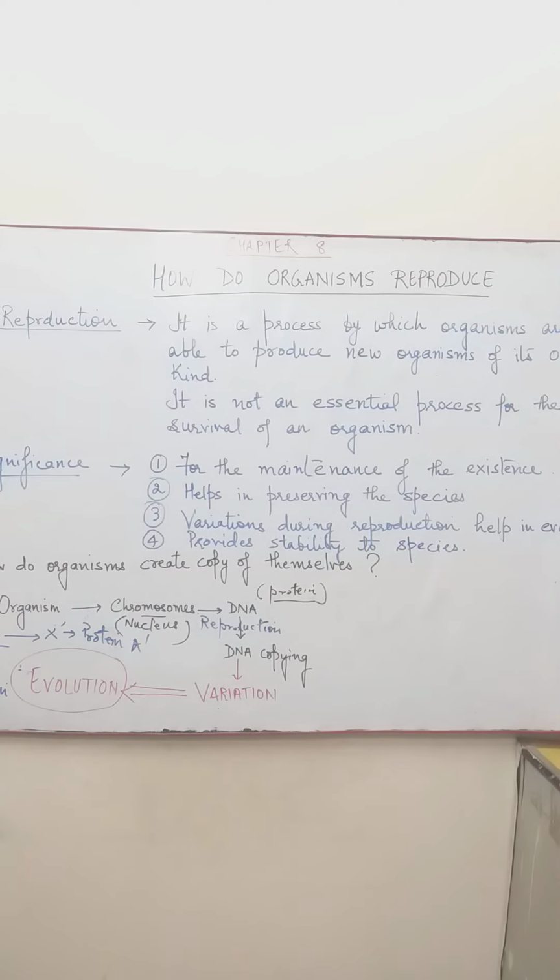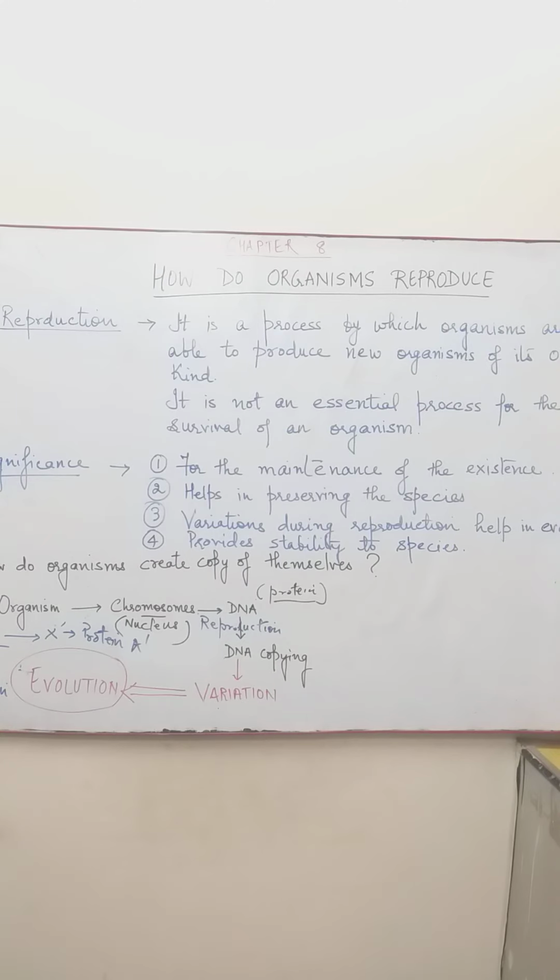This will result in a different characteristic, maybe a slight change. So during DNA copying, variations are introduced because no biochemical reaction is 100% accurate. That means no exact copy is transferred. As a result, variations are introduced, and the variations produced during reproduction are important for the process of evolution, because evolution helps in the survival of an organism according to the changing environment.